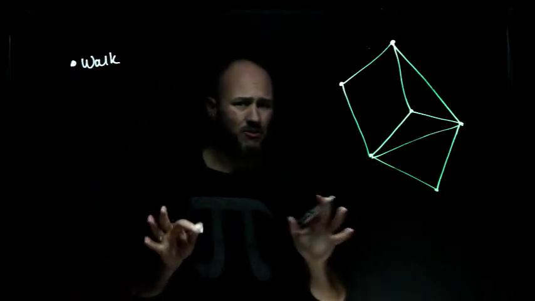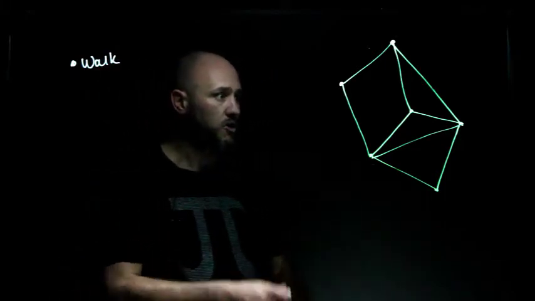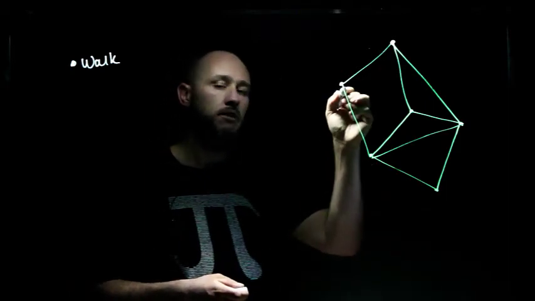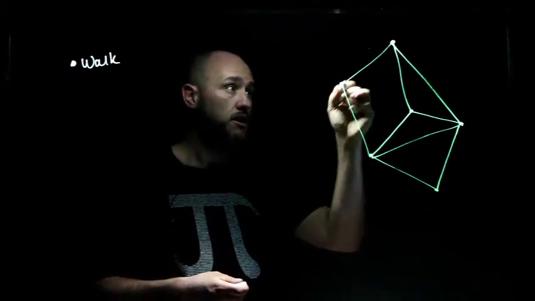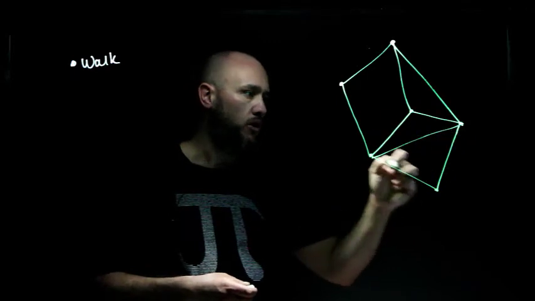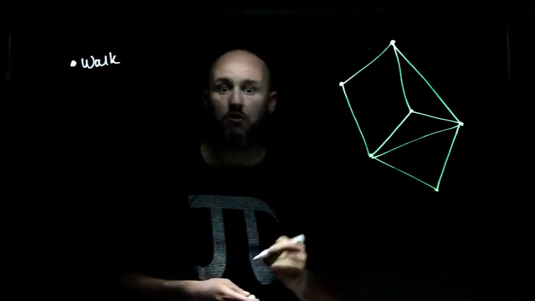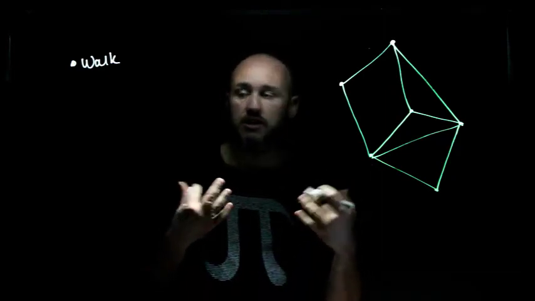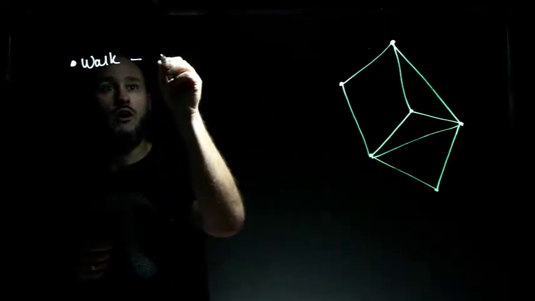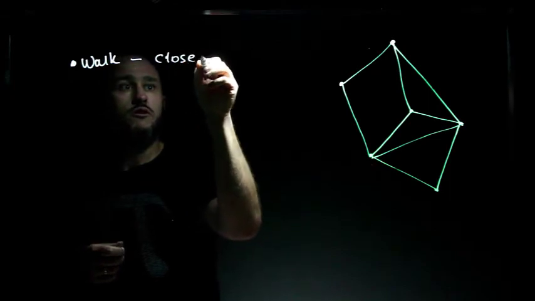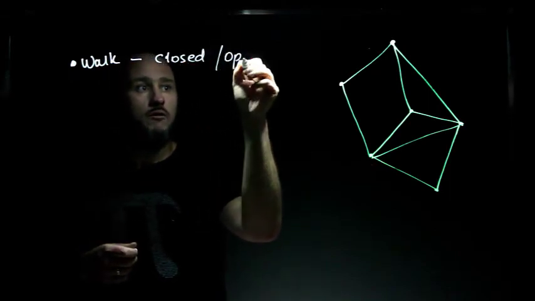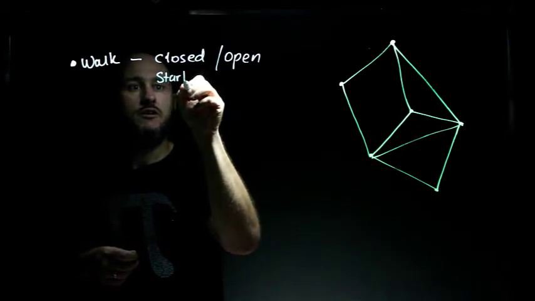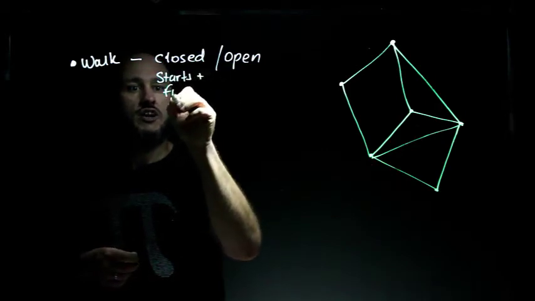Now, it's a very definitional based video, so I'll probably have to stop a couple of times and just check I've covered everything. But a walk around a graph is where you start at a particular vertex and you walk around along the edges, etc. Explore the graph, okay? Now, a walk will start and finish. Once that walk starts and finishes, it might be either closed or open. And closed means it starts and finishes on the same vertex.